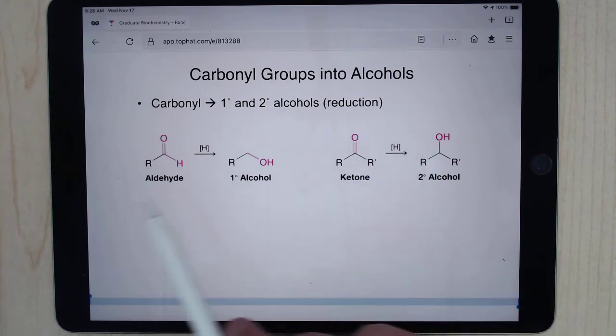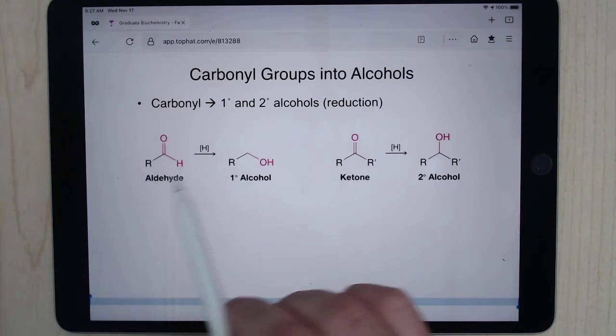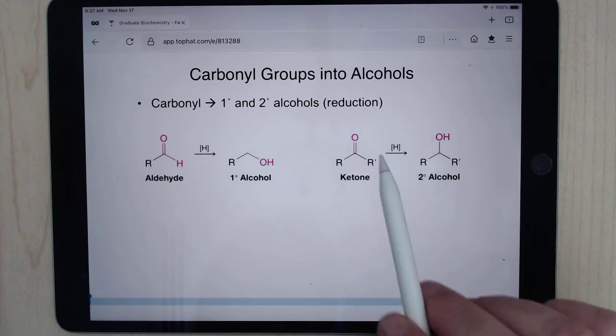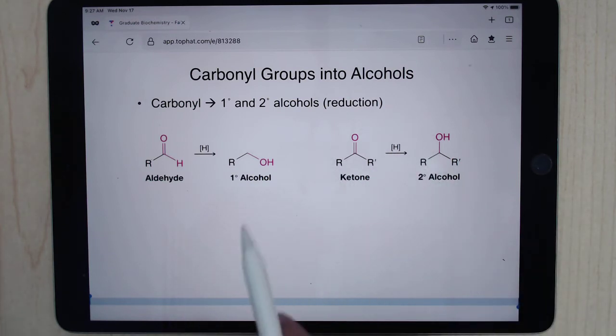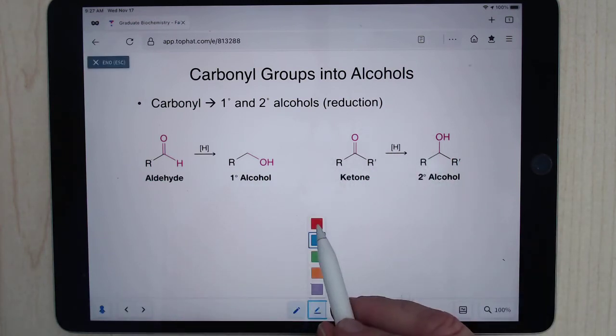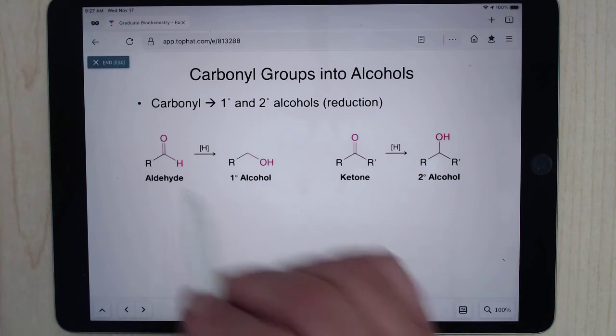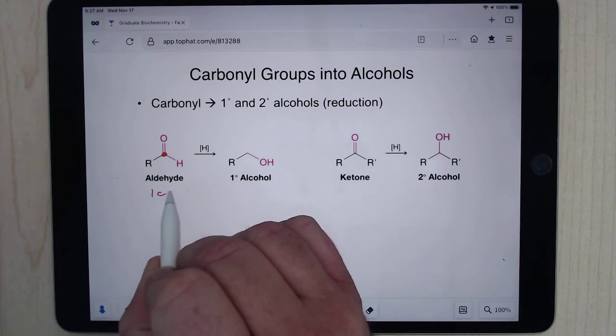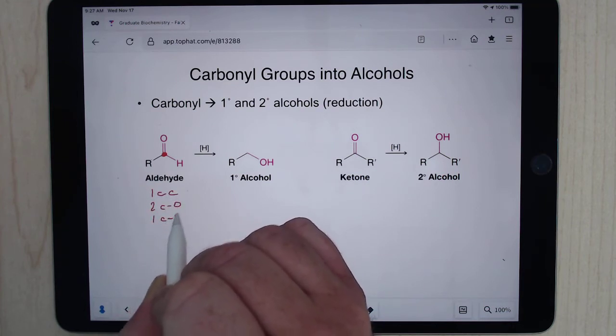Now, you could think of it this way. If we want to go backwards in the reaction, if we want to do a reduction, if we have an aldehyde, we can convert an aldehyde into a primary alcohol, or we can convert a ketone into a secondary alcohol. And it's just the opposite of what we were doing before. This was one carbon-carbon, 2 CO bonds, and one CH.